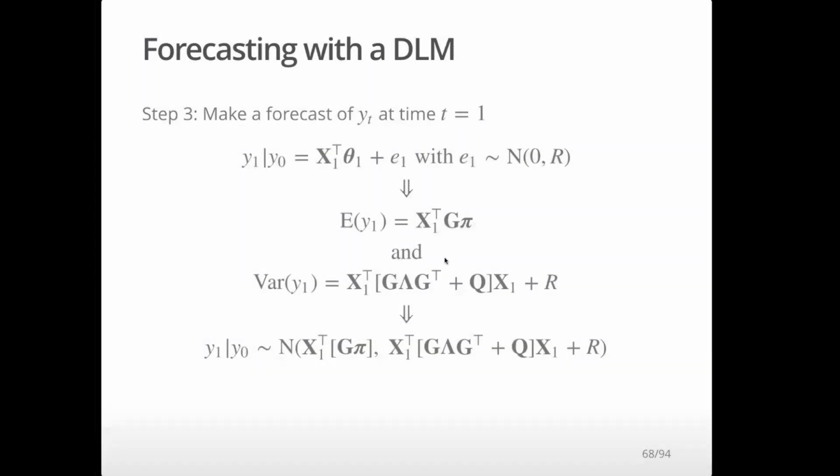Okay, so if you want to then write out the distributional form, here's the distribution of our forecast for today, given the data from yesterday and all of our parameters. And that's going to be normally distributed because this is univariate, it's just a scalar. So this is a normal, not a multivariate normal, with a mean of x transpose times G pi, and then this variance term right here.